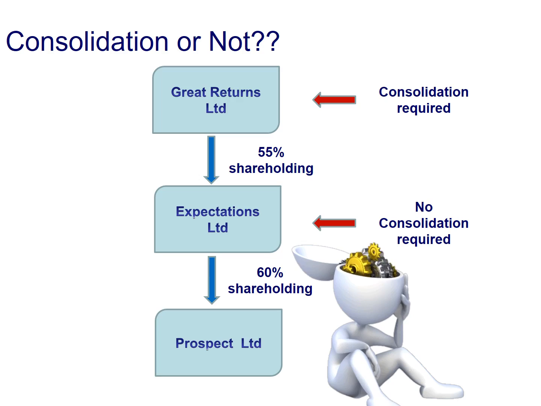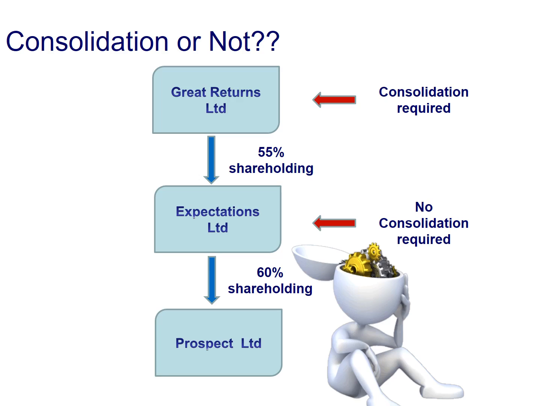In this case, it is a subsidiary of Great Returns. And we assume that the other 45% of the shareholders, the non-controlling interests, have no objections to the exemption being applied. As long as expectations itself is not listed, debt or equity instruments, it's not in the process of obtaining such a listing, and as long as expectations will ultimately be consolidated into the IFRS financial statements of Great Returns, then expectations would be exempted.